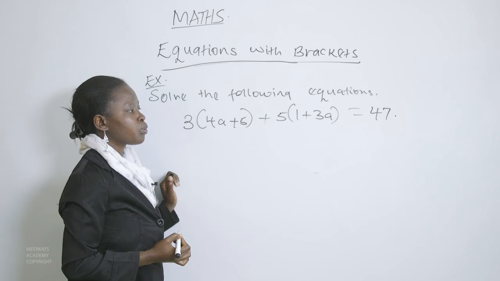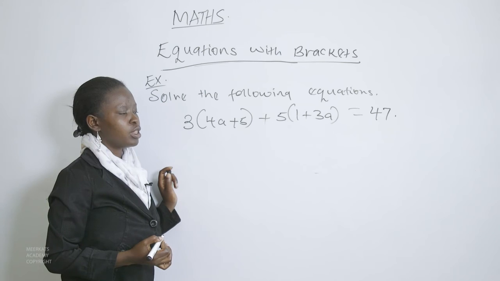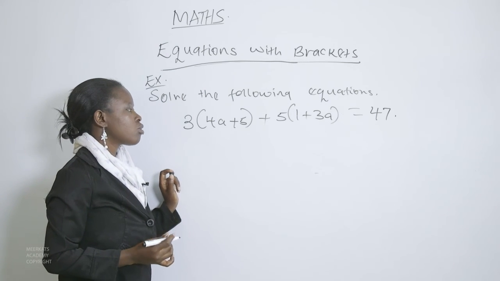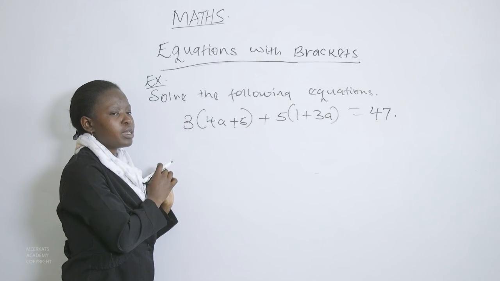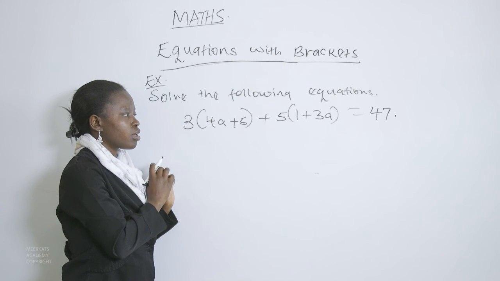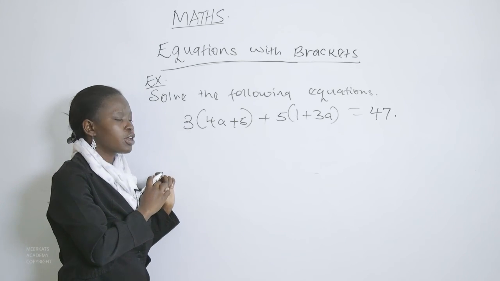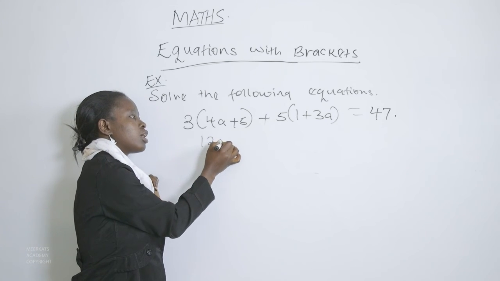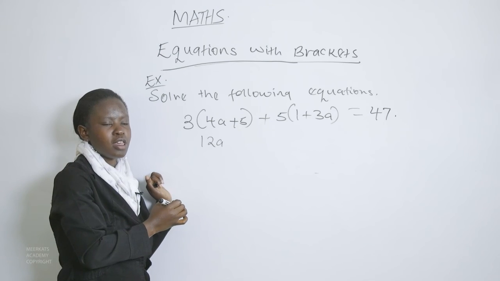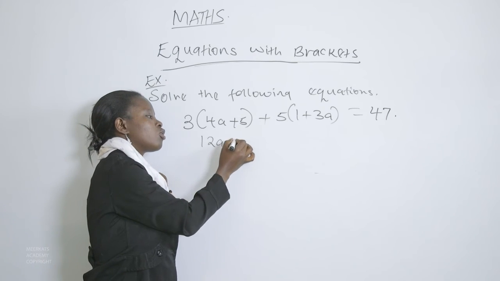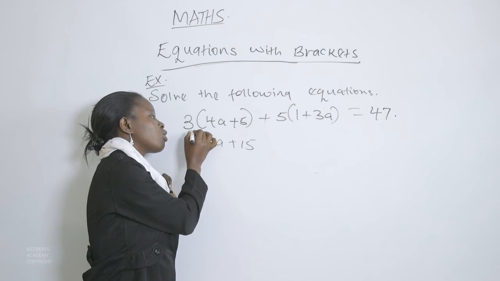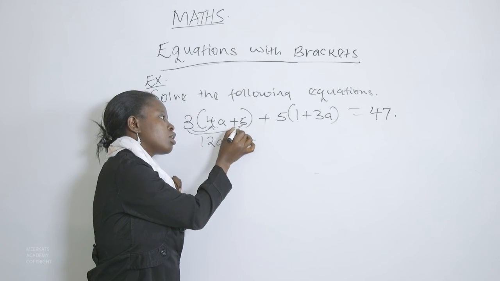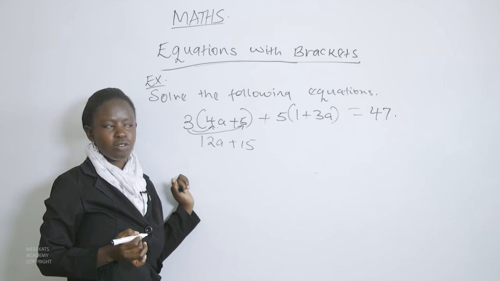So what do we do? We simplify. We expand each and every bracket on its own, so that the number outside the bracket multiplies whatever is inside the bracket. We have 3 times 4a, that is 12a. 3 times 5 should give us 15. So we are saying the 3 is multiplying 4a. The same 3 is supposed to multiply 5.